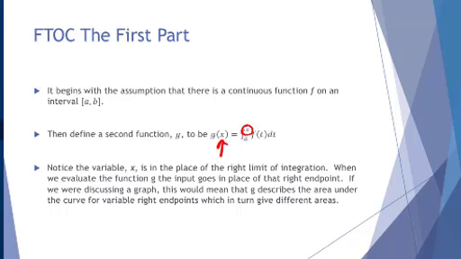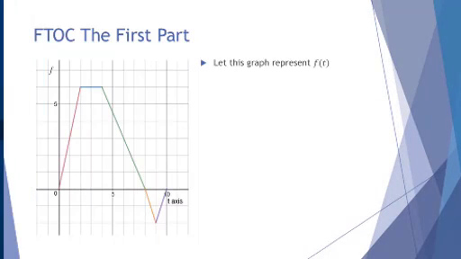So let's see if we can take a look at a graph to further cement and understand what this actually says. So here is a graph. Let this graph represent f of t. This is the continuous function on the interval that we're talking about. And so what we want to talk about is that function, g. What does it mean to have g of 0?